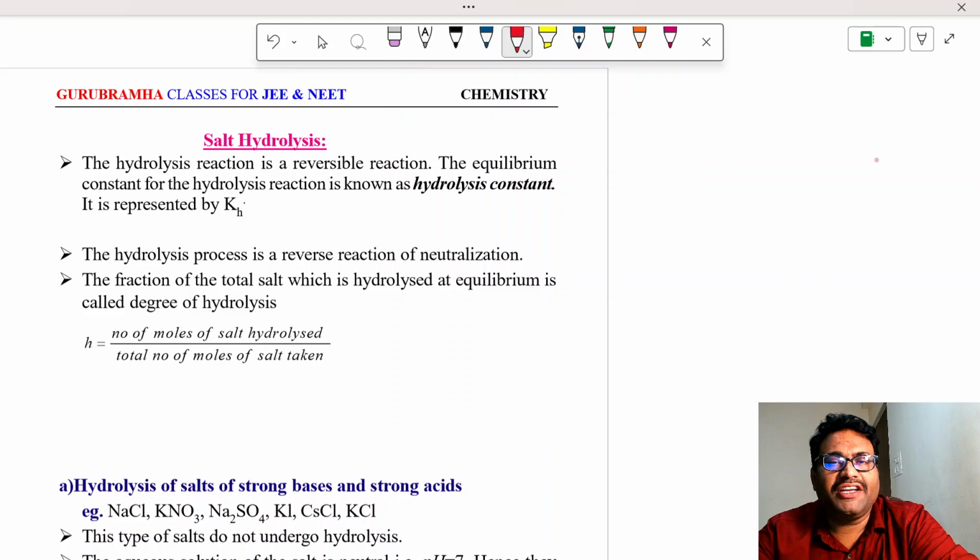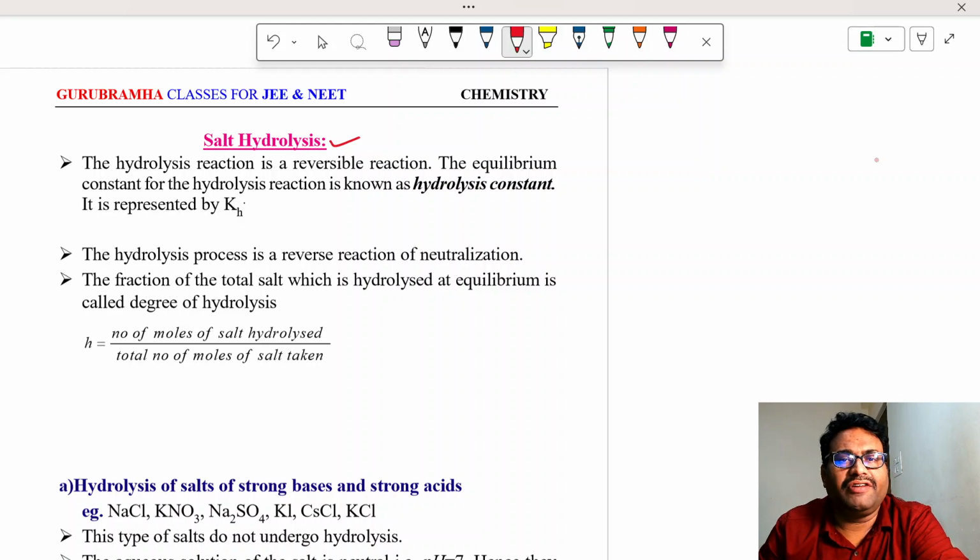We are in the chapter Ionic Equilibrium. Today in this session we are going to learn about salt hydrolysis. Let's start the session. Salt hydrolysis.